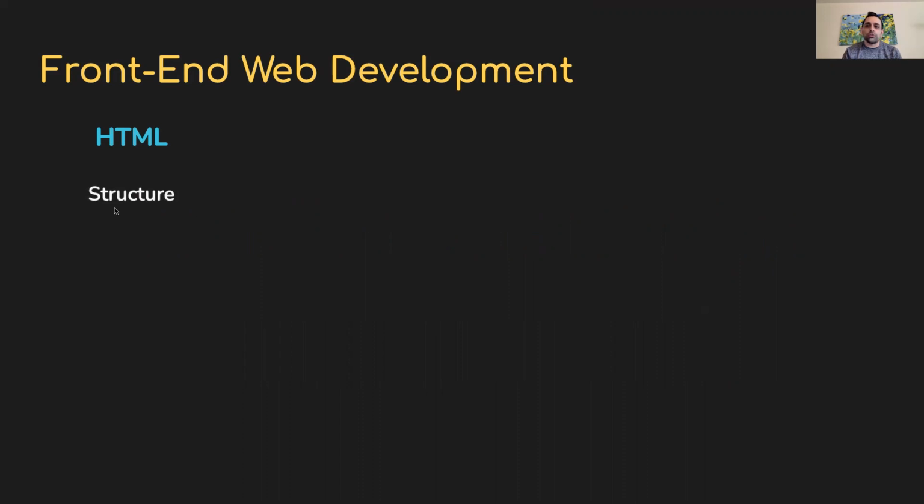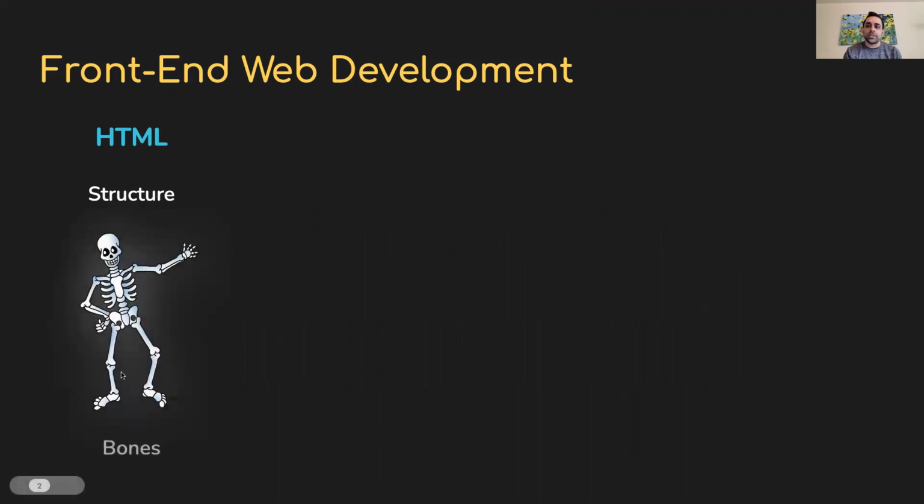This is our structure for our web pages, right? So we specify, hey, we want an image element here. We want a paragraph element here. We're just telling our browser how our page should be structured. So here, it's effectively the bones or the skeleton of our web page.